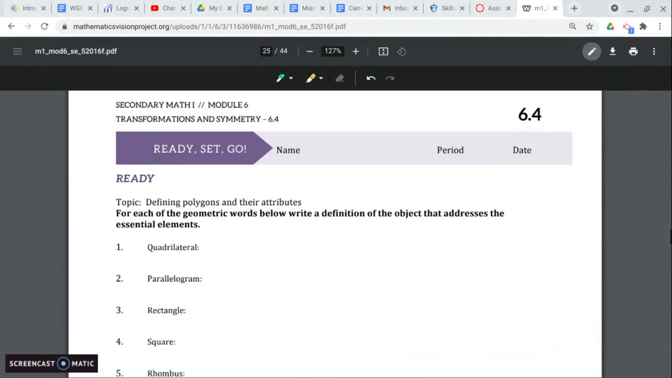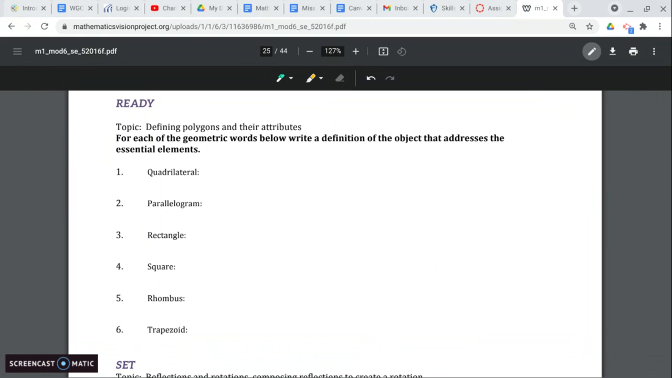All right, so what we're looking at here is defining polygons and their attributes. For each of the geometric words below, write a definition of the object that addresses the essential elements. So a quadrilateral is a four-sided polygon. That's its key feature. It's got four sides. It's a polygon, which means it's closed. So that's what we know about quadrilaterals.